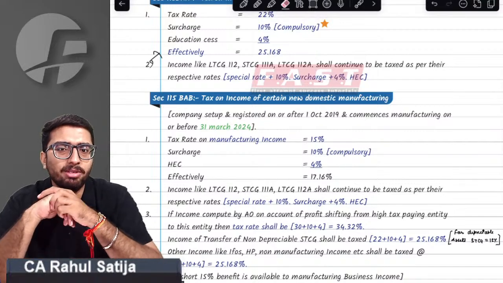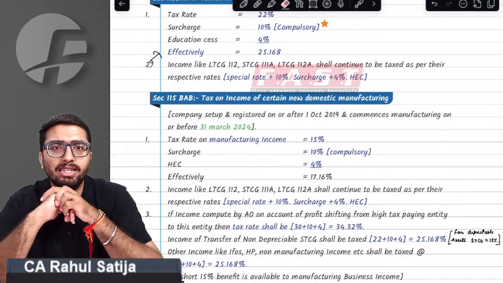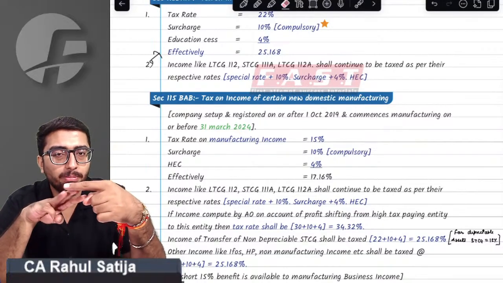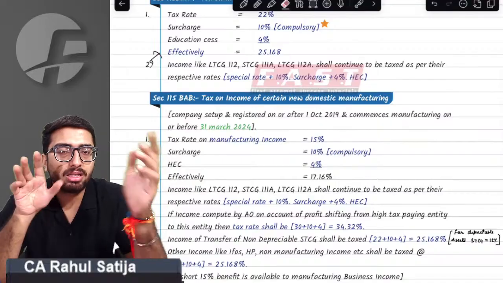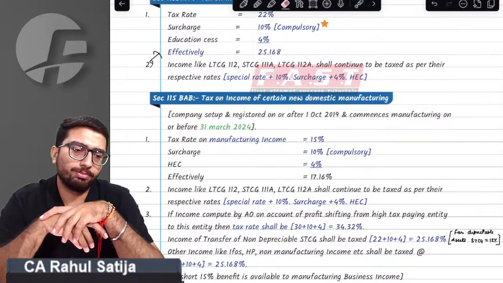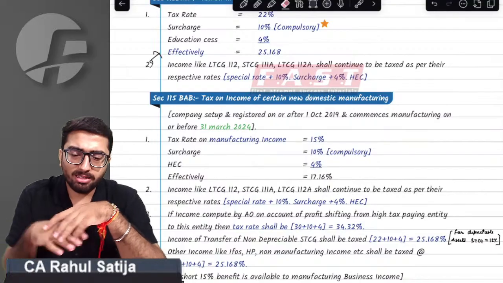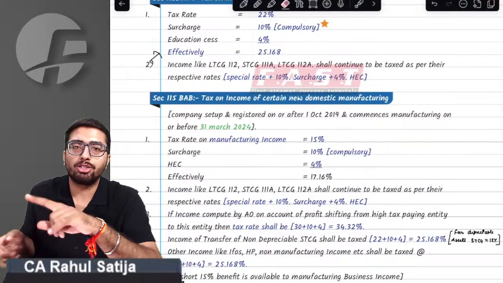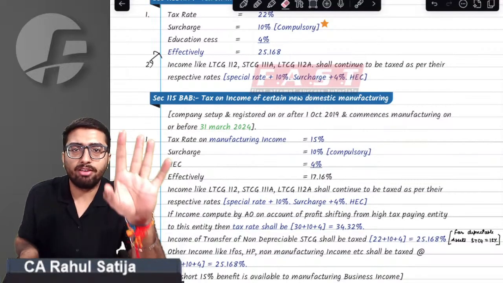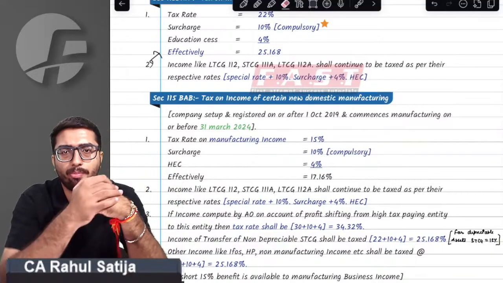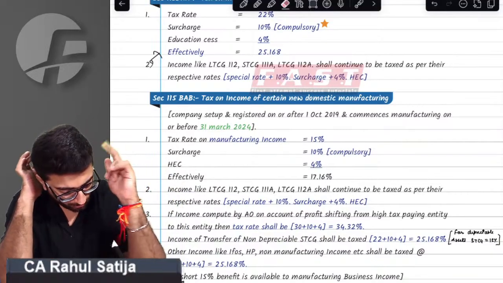See, 115 BAB is only applicable to those domestic manufacturing companies who had commenced their operations on or before 31st March 2024. That means just before the commencement of your previous year, if a company had already commenced operation, then it will be eligible for 115 BAB. Otherwise, no other company as of now can claim 115 BAB. Okay, so we got this point.